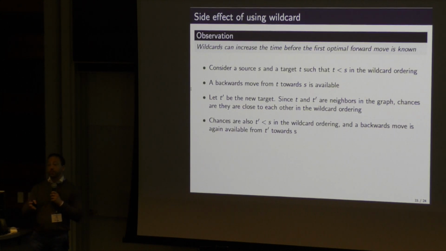We have seen that YCards can increase the time before the first optimal forward move is known. In the previous example, one backward move was needed before getting the first forward move. But using CAT and DFS to order YCards, this could be much worse.